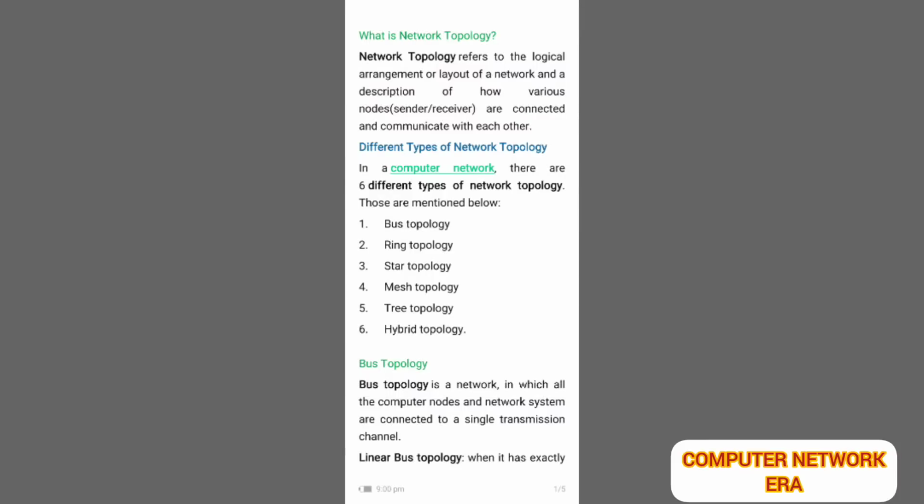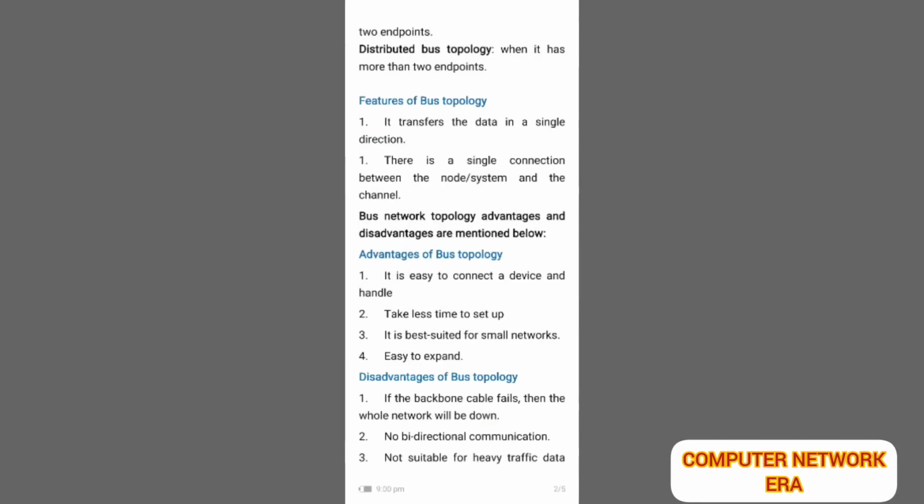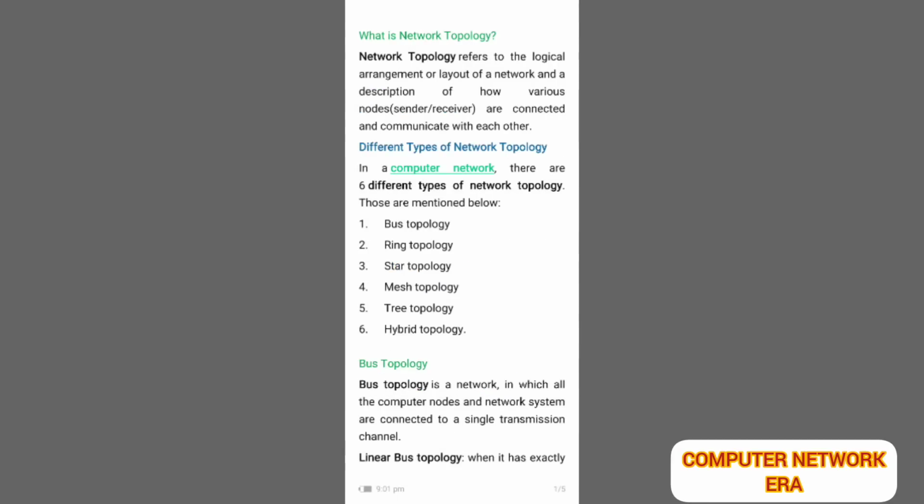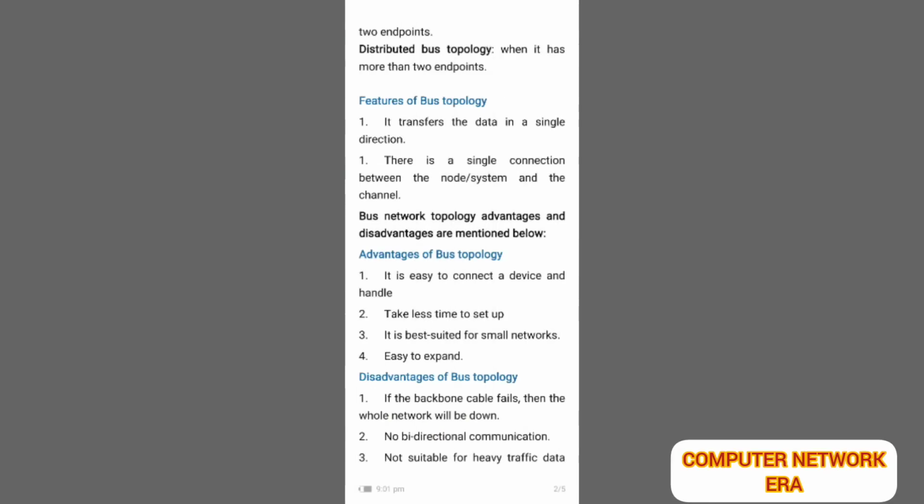Bus topology is a network in which all the computer nodes and the network systems are connected to a single transmission medium. A single transmission channel is used, and it is a linear bus topology when it has exactly two endpoints. In the table we have some features of the bus topology. It transfers the data in a single direction because it has a single transmission channel, so there is a single connection between the system and the channel.